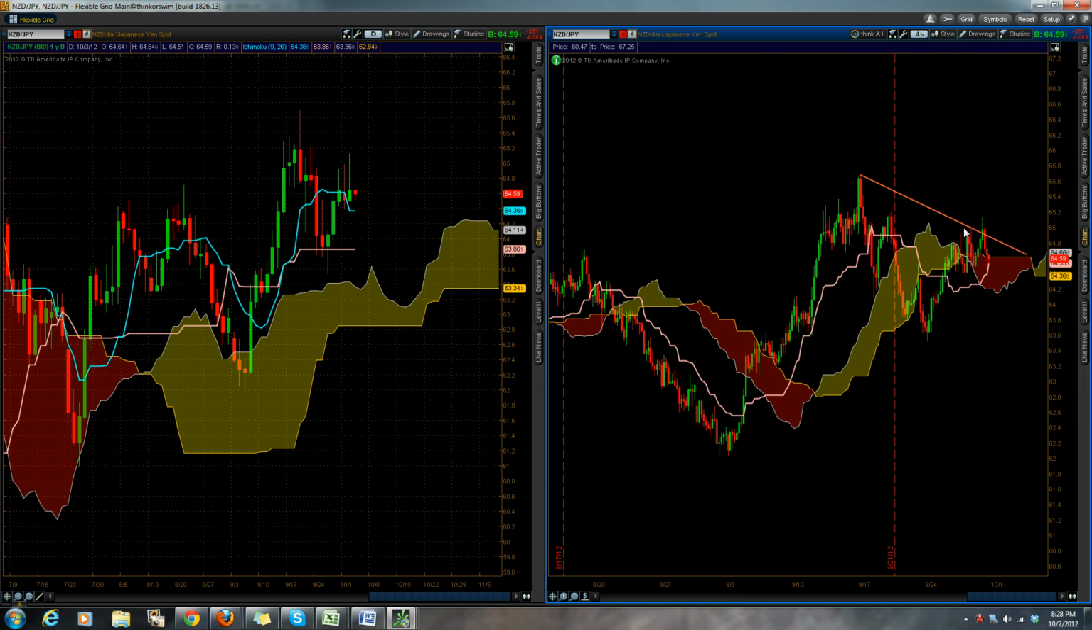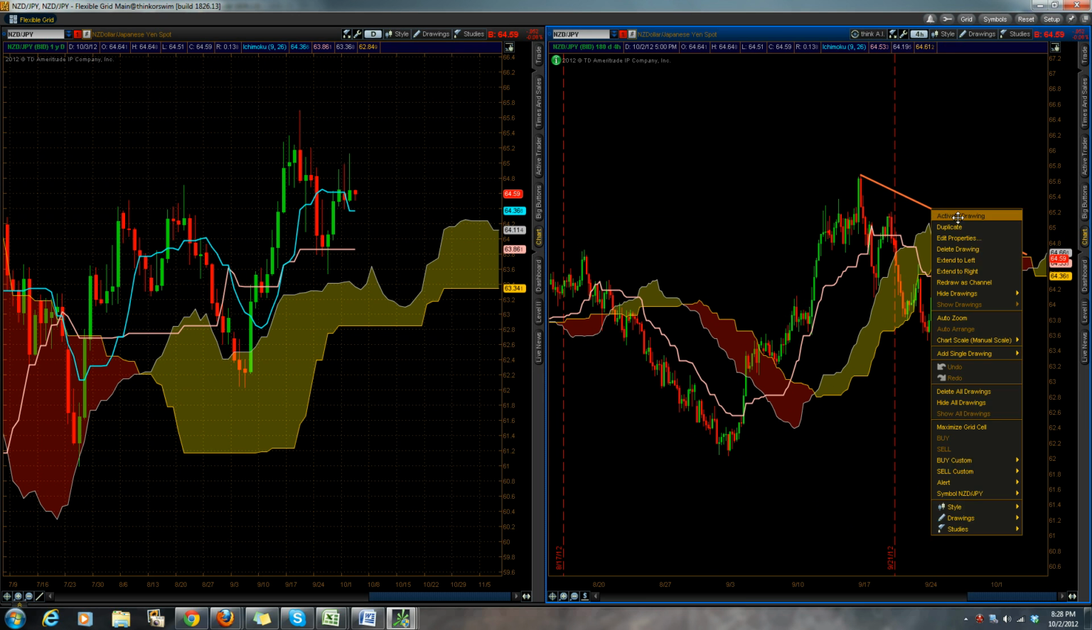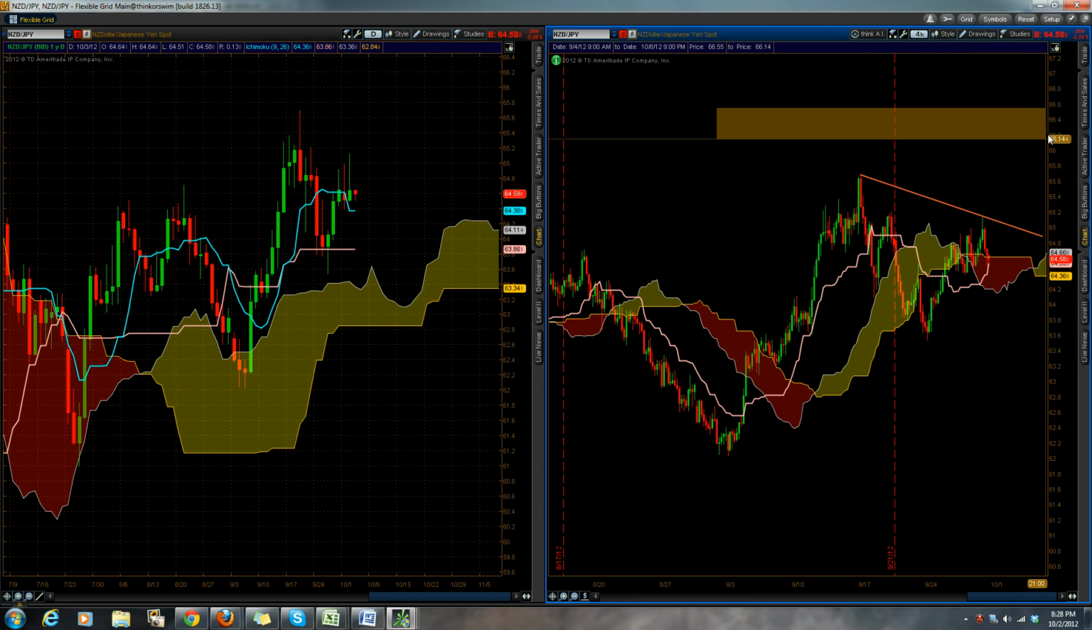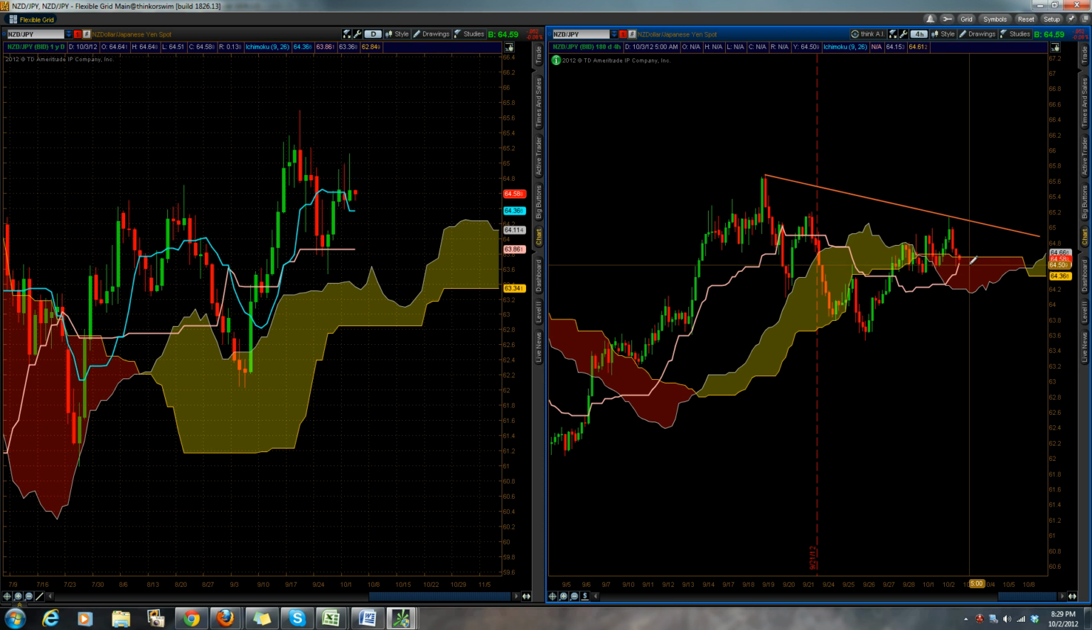Alright, Kiwi yen on a 4-hour chart. Let me just move this trend line. Kiwi yen on a 4-hour chart right now is finding some support at the Kijun. We do have a descending trend line, which is capping the pair. However, if we do get a close below this Kijun area and a close below the cloud, we might really see Kiwi start taking off, and it is perhaps lagging from its counterpart in the Aussie.